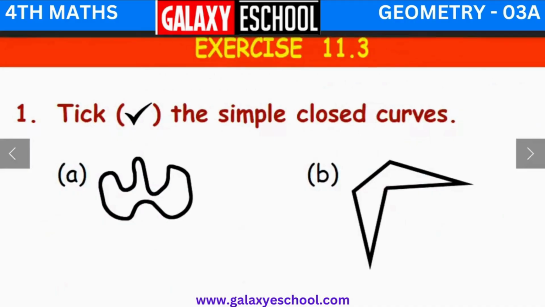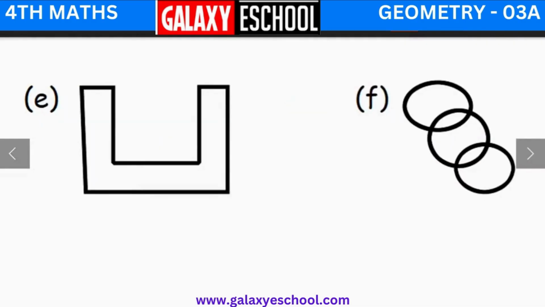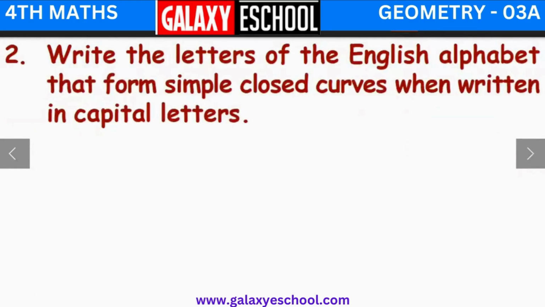Now tick the simple closed curve. Is A a simple closed curve? Yes, the curves are not crossing. Even B is also a simple closed curve. Now coming to C, here the curves are crossing, so this is not a simple closed curve. Even in figure D, the curves are crossing at 2 points, so this is also not a simple closed figure. Now coming to E, yes, E is a simple closed curve. Whereas F is not a simple closed curve because the curves are crossing at many points.